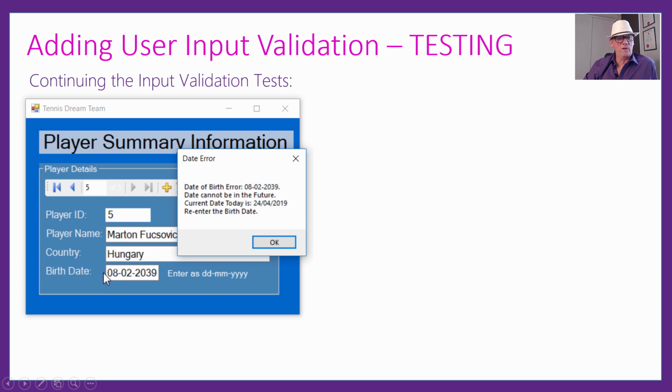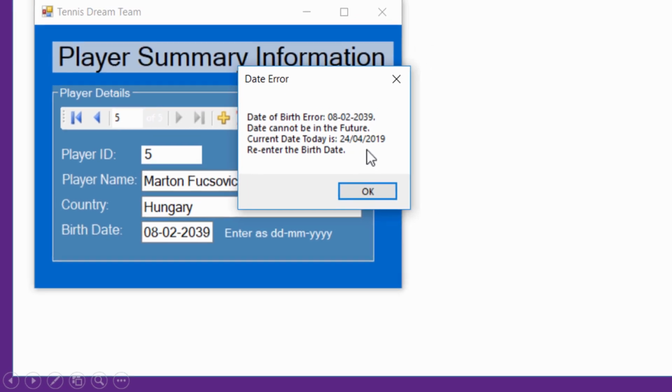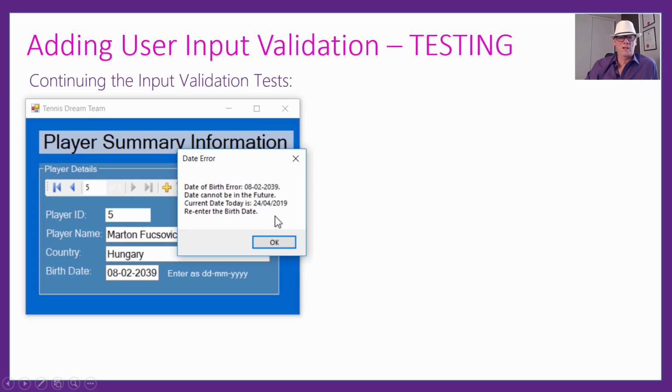Then we just decide to make it future dated. So Martin's not born yet. He's not going to be born until 2039, which is quite a long time away from now, another 20 years off. But that can't happen. We can't have future dated birth dates. The current date today, by the way, is the 24th of April, 2019, so there's no way you can have a future date like that. We're not going to let that through.